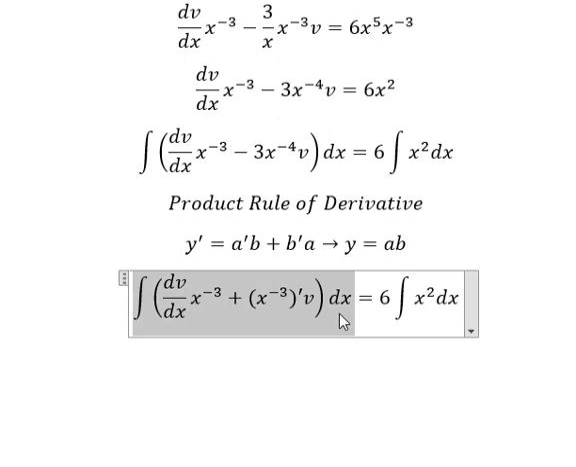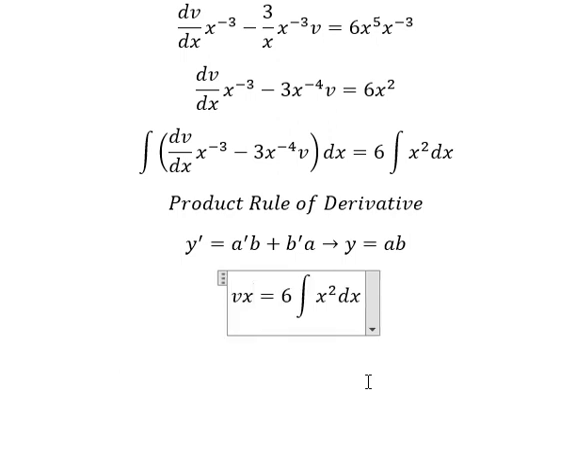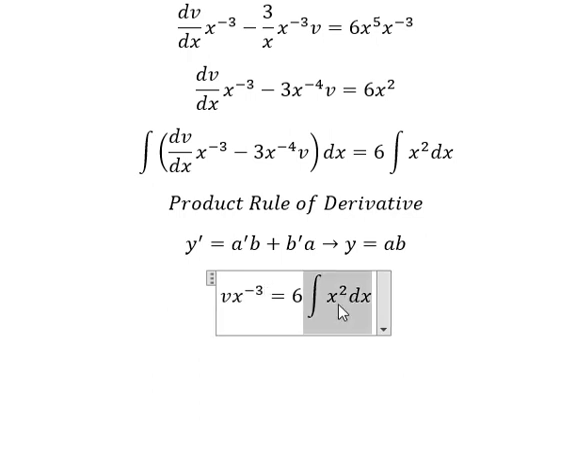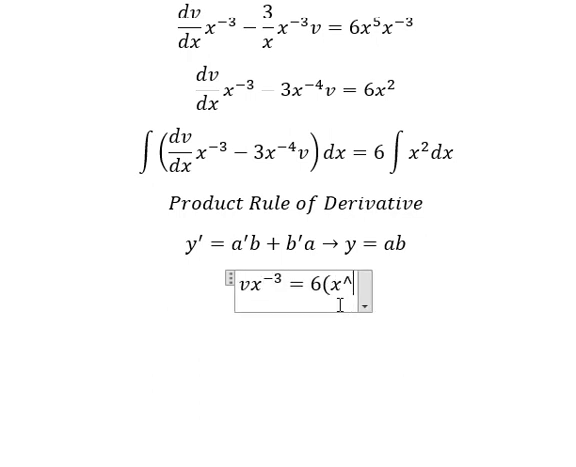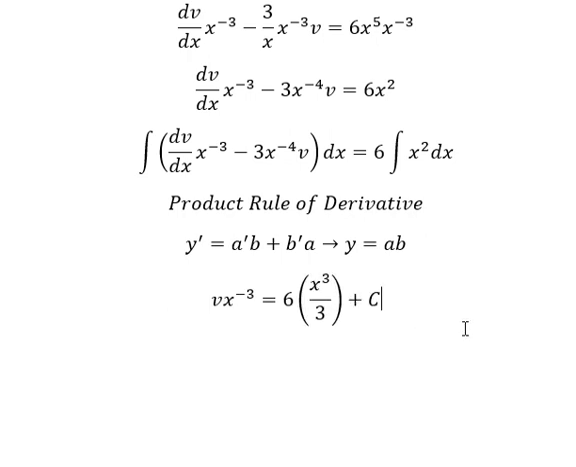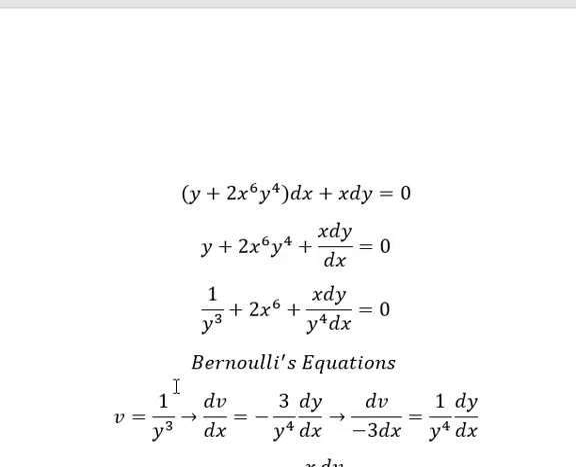So the integration of that one, we have vx to the power of negative 3. This one is x to the power of 3 over 3. And I will put c. So 6 divided by 3, we have 2. About v, that is this one.